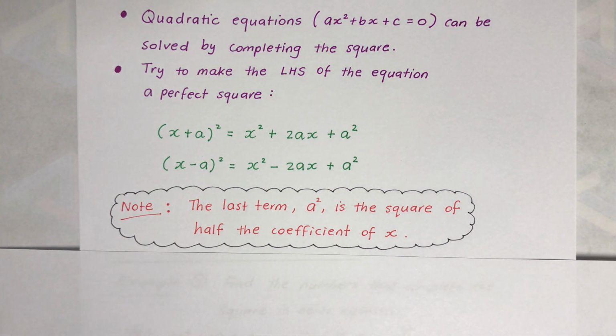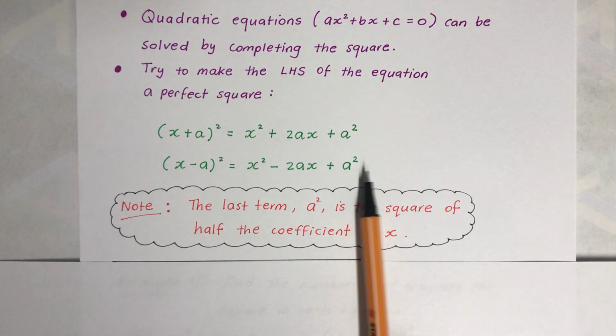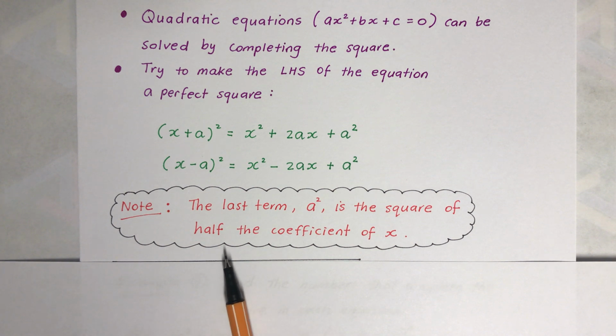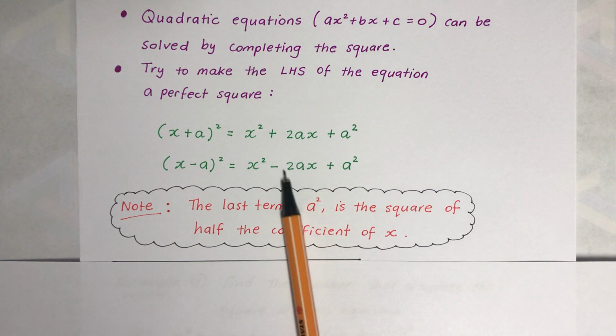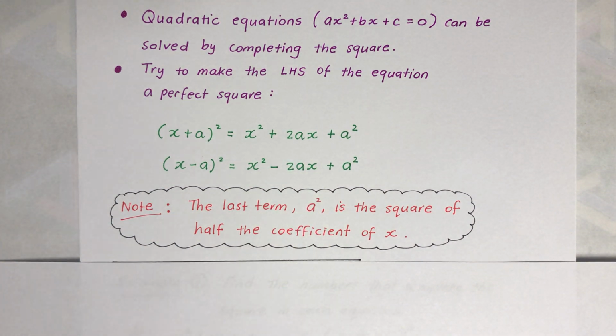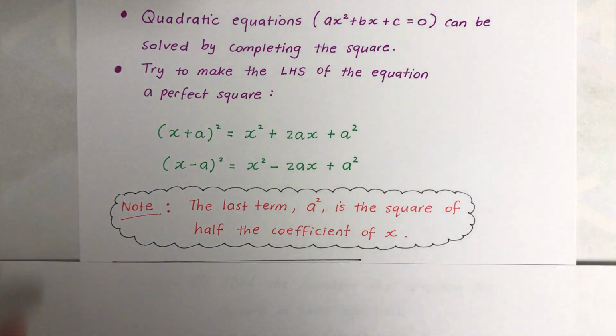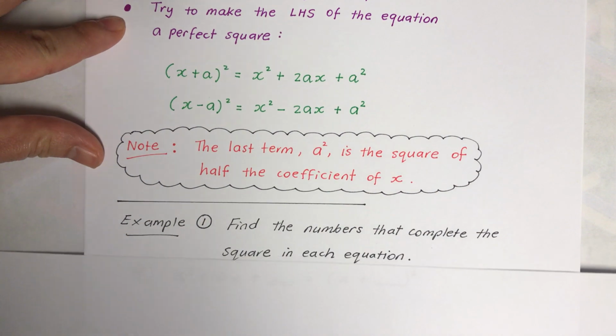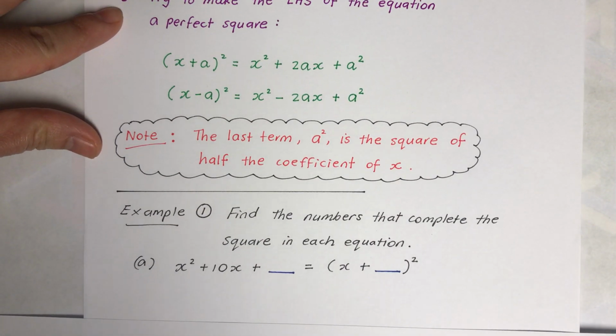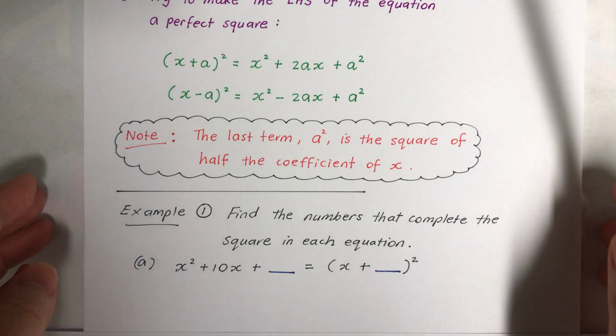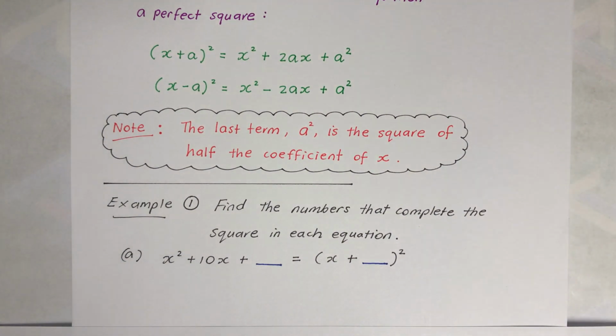The last term, which is a squared here, is the square of half the coefficient of x. So half of the coefficient of x. Now if you don't remember what that means, let's do some examples and then you will know after a couple of examples. Okay, example 1.